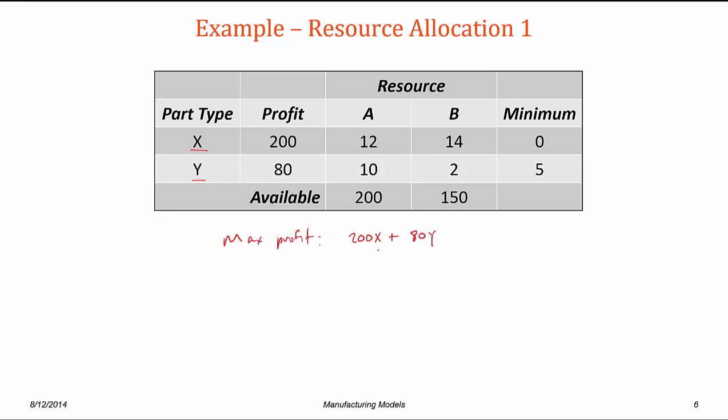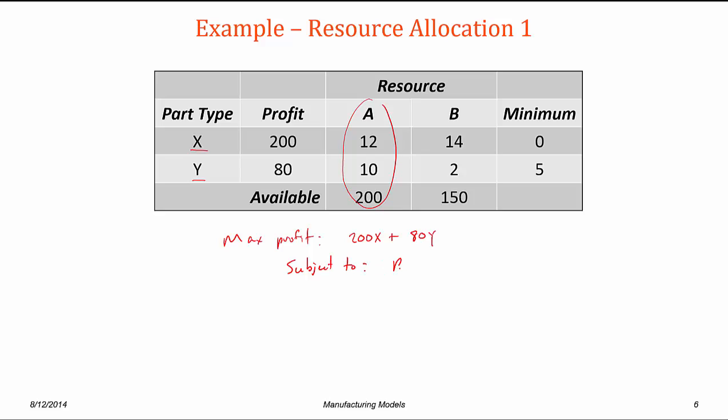So if this were all there was to it, we would simply make an infinite number of X and an infinite number of Y, and we would have infinite profit. Clearly we can't do that. We're bound by our resource constraints. In particular, we're bound by constraints on A, so that we can't produce more products than the resource A will support. So in order to formulate that constraint, we need to express the constraint in the context of our decision variables.